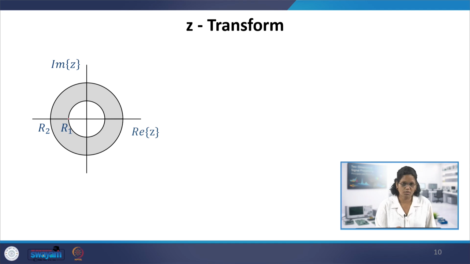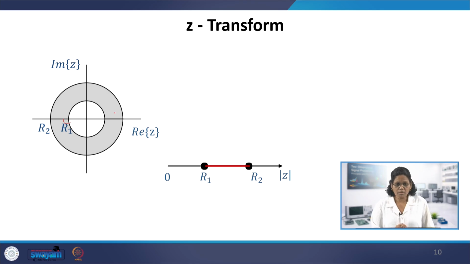One was with R1 only, one sequence, and one is with the left-sided and right-sided sequences. We have both, like a two-sided sequence. You will have this kind of R1 and R2 radius, and this can be represented in the Z plane as a point. R1 is one point and R2 is another point, and the shaded region is this. You can represent it like this. This type of visualization is required for the 2D Z transform region of convergence.